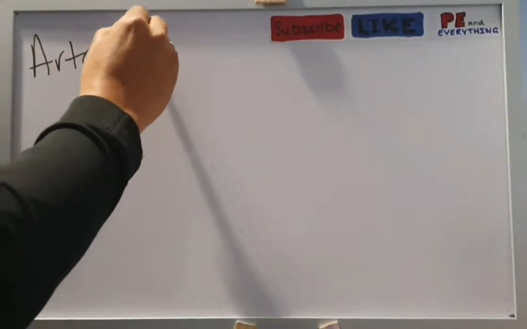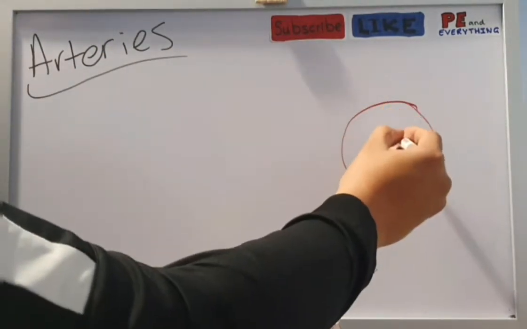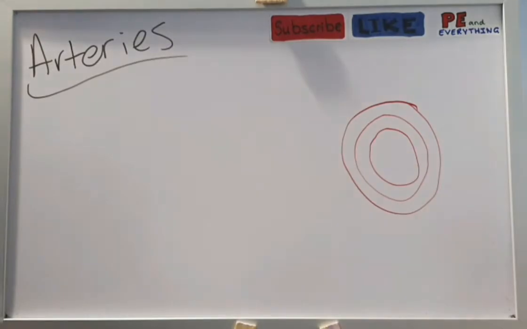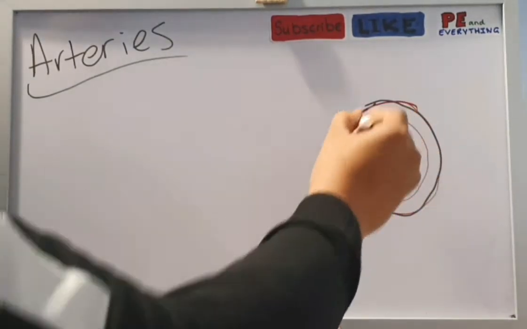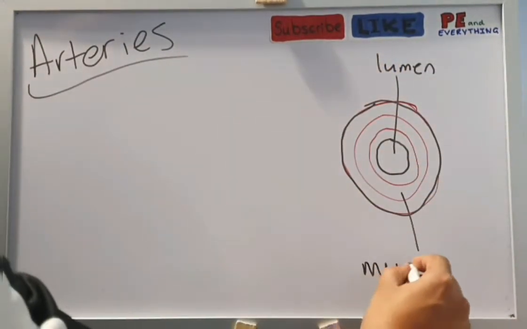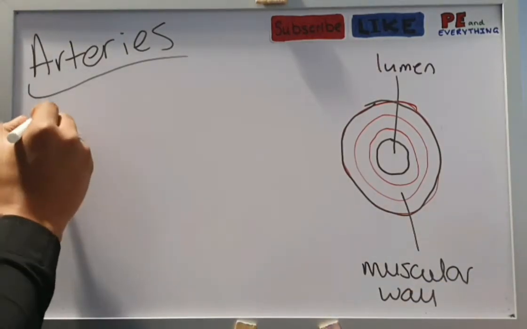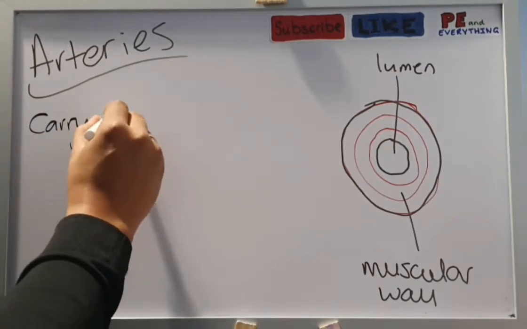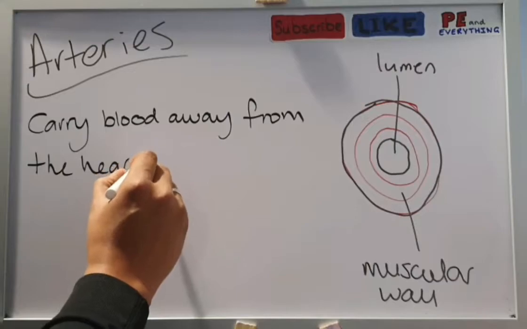Now we're going to dedicate each slide and go into a bit more detail about these different blood vessels. We're going to start off with the arteries. As you can see from the illustration, the artery's lumen in the middle is quite small and the muscular wall is quite thick. When arteries branch out into smaller blood vessels, these are called arterioles.